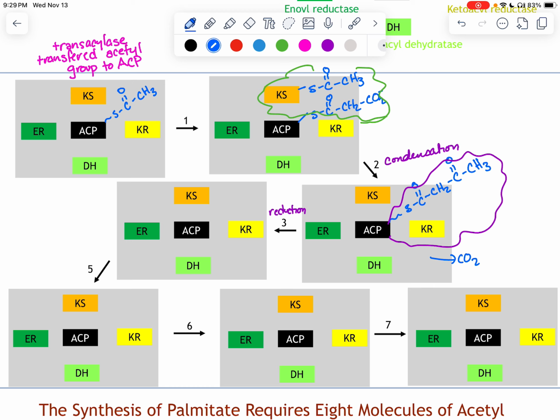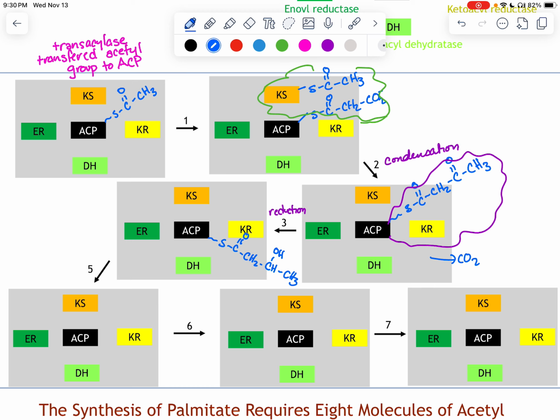And so when we see that, now we have our carbonyl. But this carbonyl has been reduced. So that has our OH, okay?